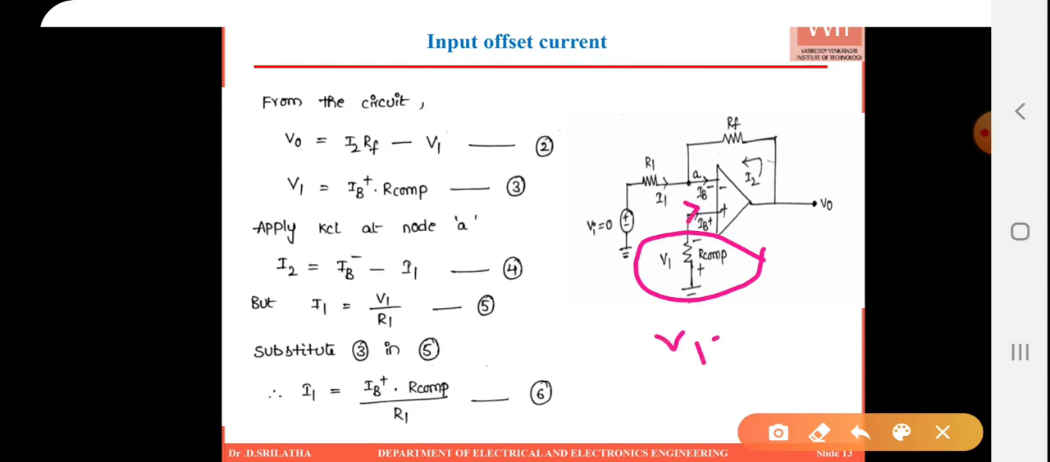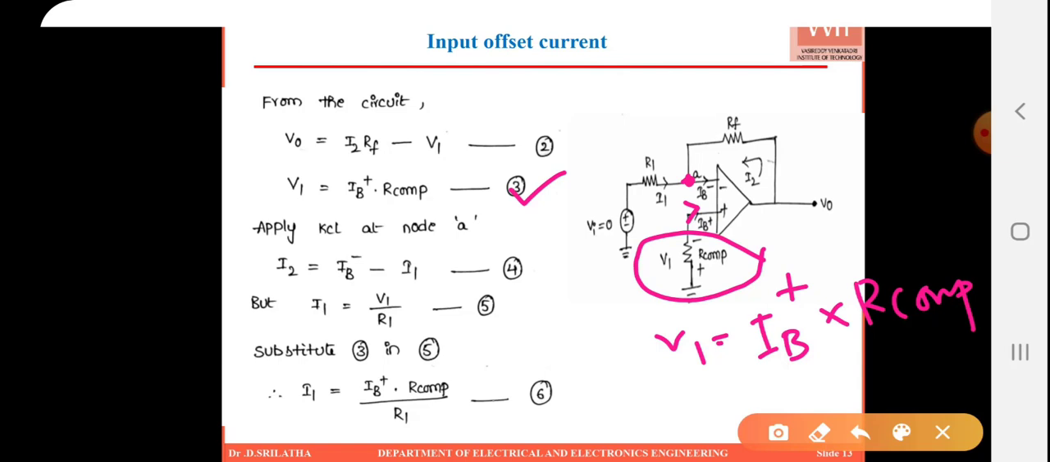Then V1 is equal to IB plus times the compensating resistance, that is, the current flowing through this branch into R compensation. So that's what we have written: V1 is equal to IB plus into the compensating resistance value. Now after that, let us apply KCL at this node A.